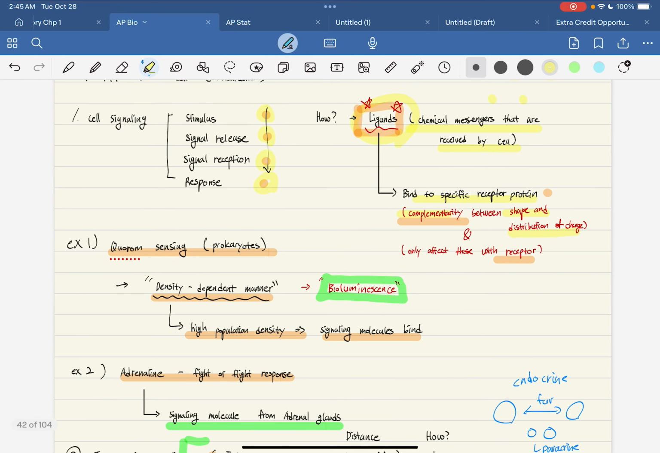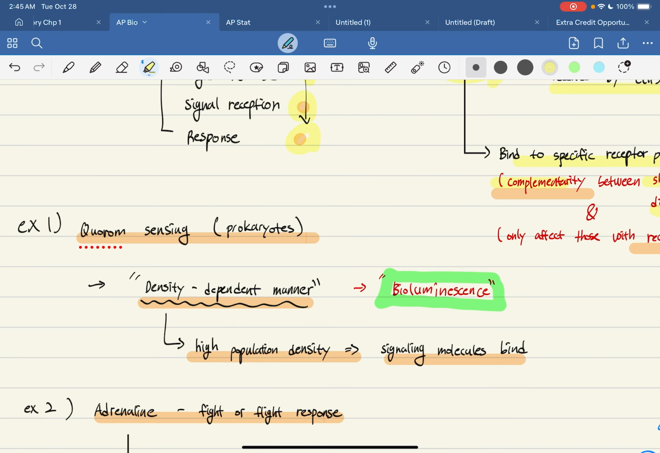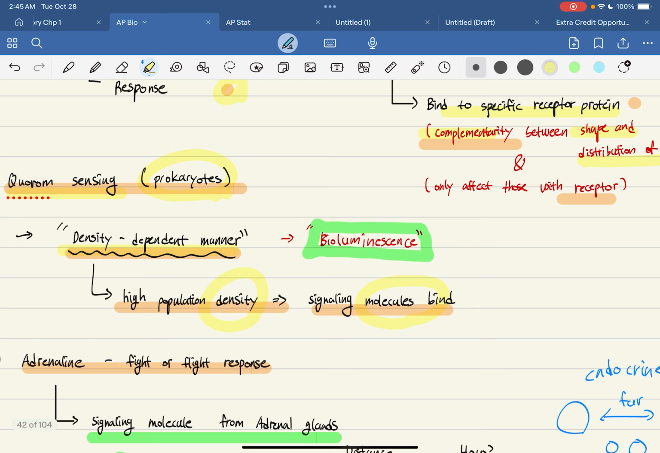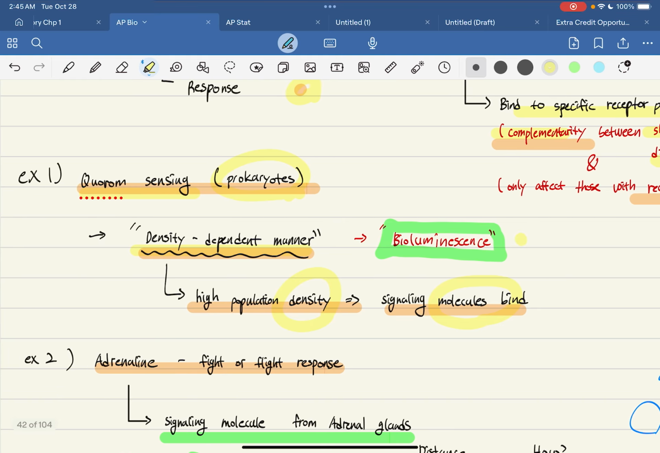The example for cell signaling is quorum sensing. Quorum sensing usually happens in prokaryotes, where a density-dependent manner is observed. Density-dependent means that if there's a higher density of population, there are more signaling molecules binding, which means that the reaction is amplified. The biggest example of this would be bioluminescence.